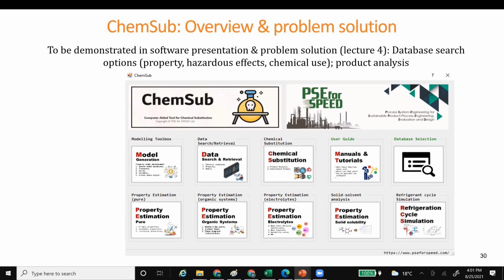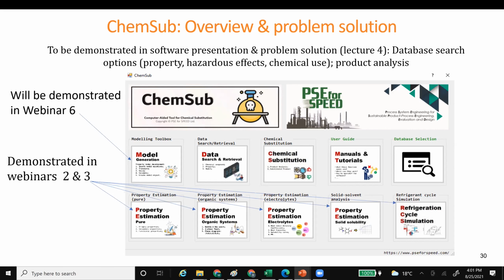Product substitution is still under development, but at least the analysis will be shown. And the single molecule substitution, I've already shown you that. That's why it will not be shown here. If you are interested in the modeling part, webinar 6 will give demonstrations of the modeling part. For the property estimation part, we will not show them. And also the refrigerant replacement. These were demonstrated in webinars 2 and 3.